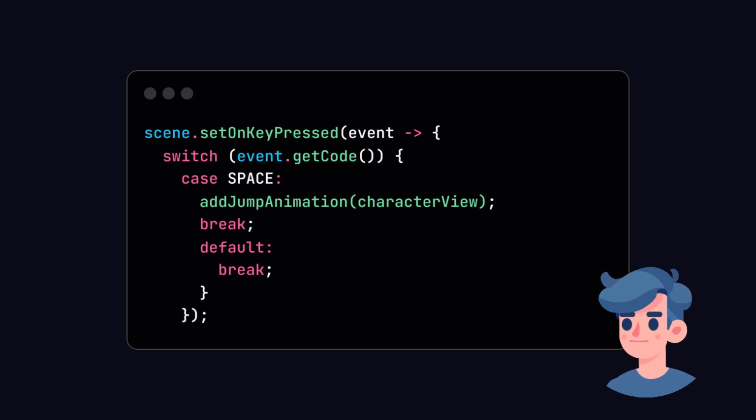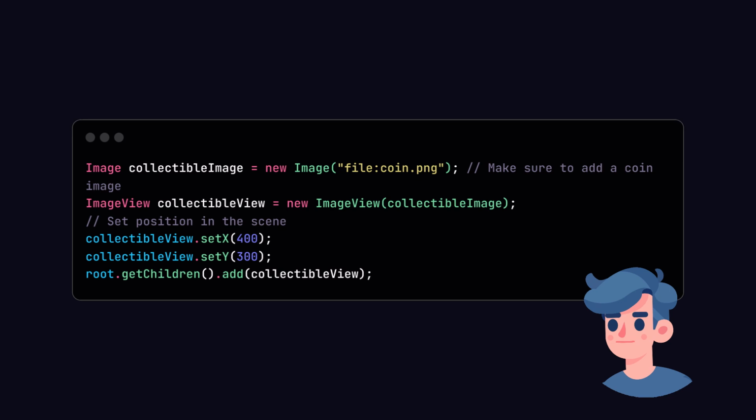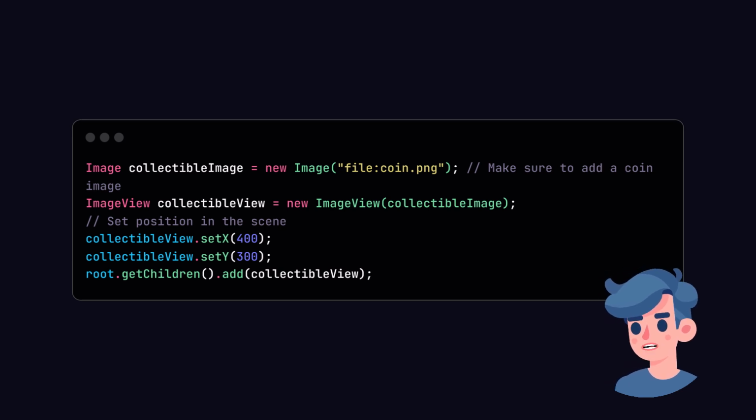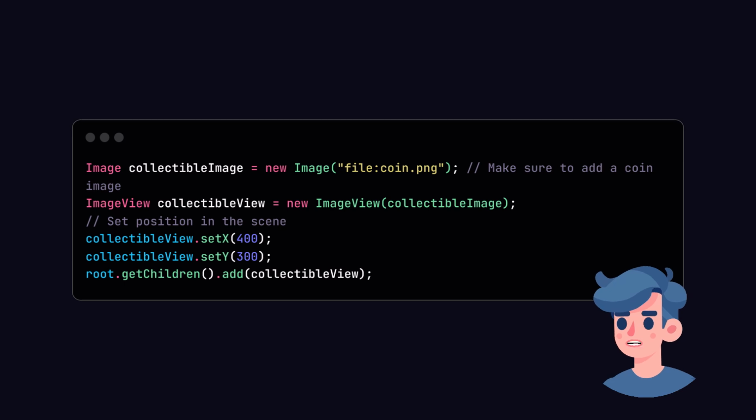But first, we need to add a button or keyboard event to trigger the jump. Fantastic! Now, if you run the application, you should be able to press the space key and watch your character jump. Isn't that exciting? Let's add a bit more to our game.